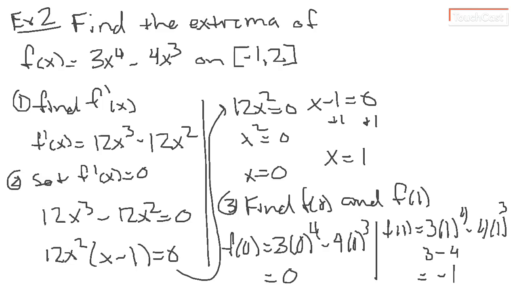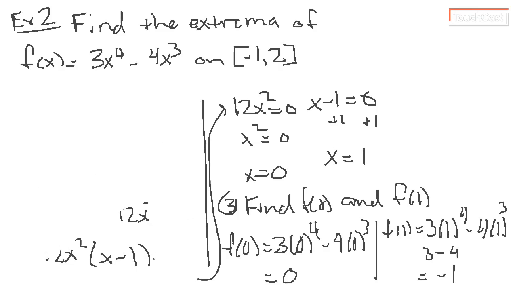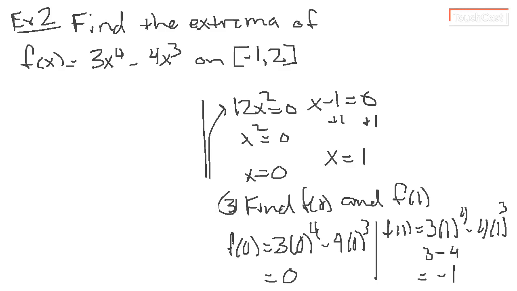So we've evaluated the critical numbers. We also need to evaluate the endpoints. So I'm going to erase some stuff here so we can do those endpoints. And I'm just going to erase this first bit of work we did. So we need to evaluate our endpoints. So we need to find f of negative 1. We also need to find f of positive 2.